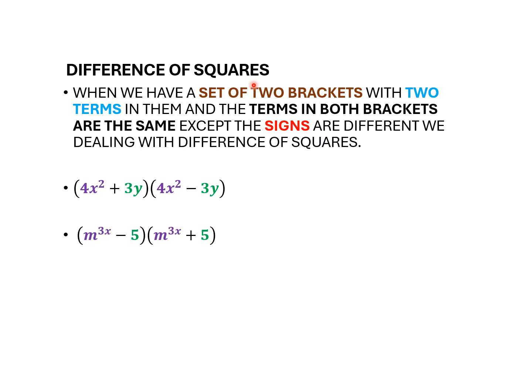Right, the difference of squares is when you have a set of two brackets with two terms in each. So you see there, I've got two terms in each bracket. The terms in both brackets are the same, so there you see I have 4x squared, 4x squared, 3y, 3y, m to the 3x, m to the 3x, 5, 5, except the signs are different, so one is positive and one is negative. Then we say we're dealing with difference of squares. Now the reason why I'm going through it piece by piece like this is because it has a specific way we're going to multiply it out or find the products.